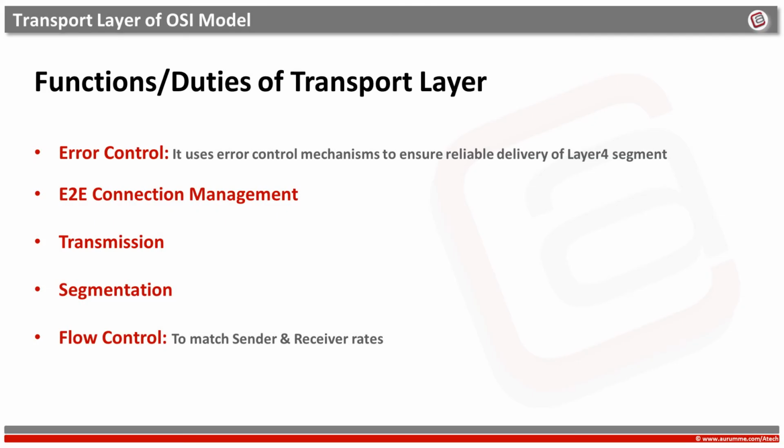So other than layer 4 addressing and multiplexing, demultiplexing of the transport layer, there are some other functions which are performed by the transport layer. These include error control for reliable transmission, end-to-end connection management, transmission of data, segmentation of data, flow control to match the sender and receiver rates, and so on.